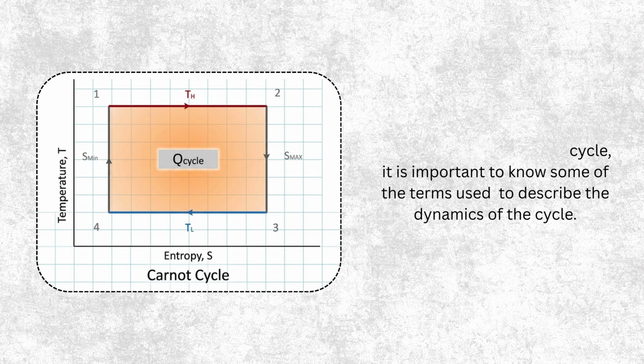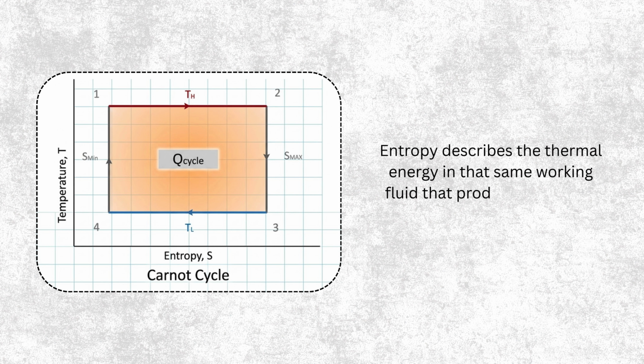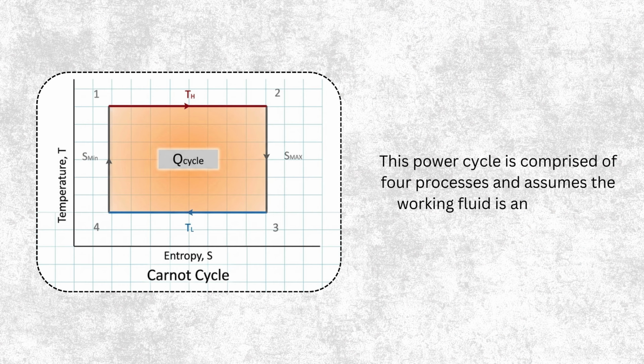To understand this power cycle, it is important to know some of the terms used to describe the dynamics of the cycle. Enthalpy is the term used to describe the thermal energy contained in the working fluid. Entropy describes the thermal energy in that same working fluid that produces no useful work output. This power cycle is comprised of 4 processes and assumes the working fluid is an ideal gas.